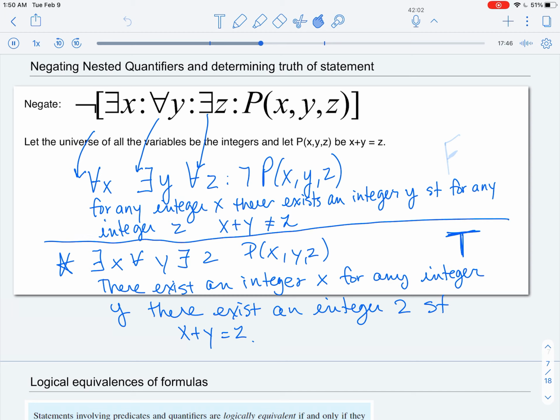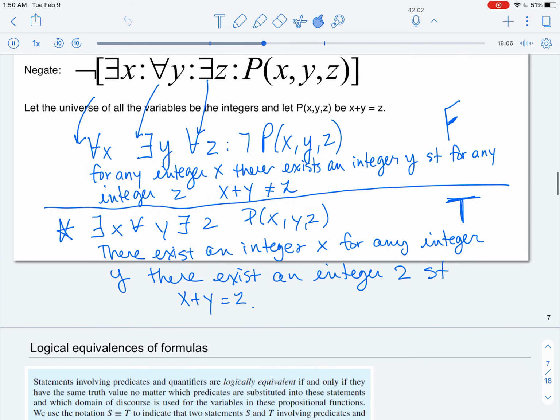And because this statement is true, its negation must be false. And when I strengthened it, I was just saying that for any pair of integers, their sum is an integer.